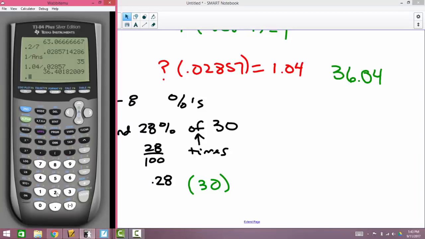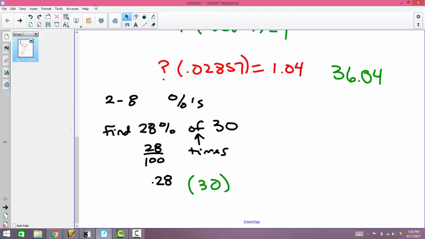So 0.28 times 30 is 8.4. That makes good sense. So we are thinking we did this right. We have like an internal celebration going on.